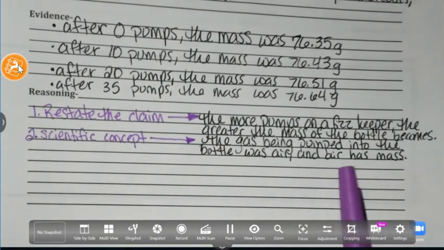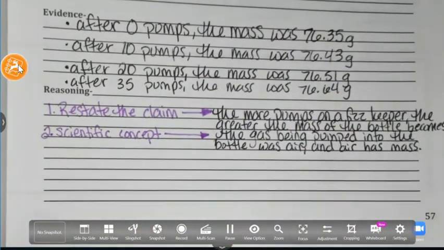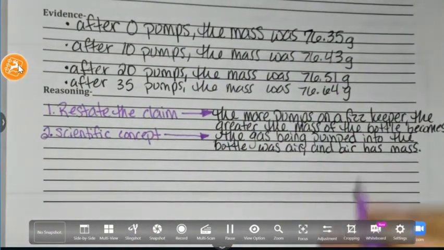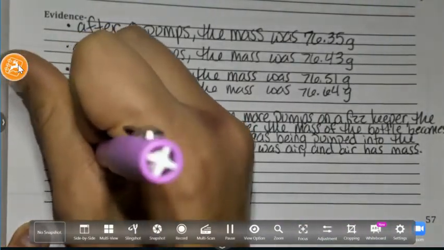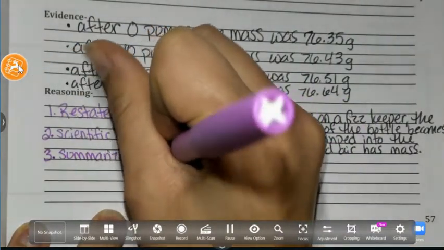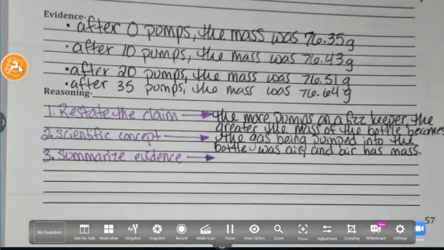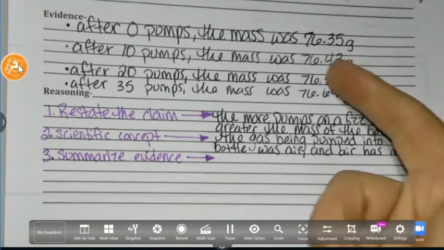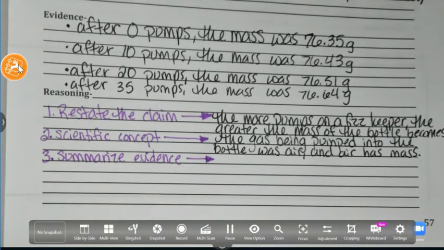So now we're saying air has mass. That's our scientific concept we know. And now let's prove it by our evidence. So you guys said step 3 is adding our evidence. So we want numbers because it's science. So instead of rewriting all these data points that you already wrote in evidence, and please do not ever say see data, see graph. You'll get it marked wrong.